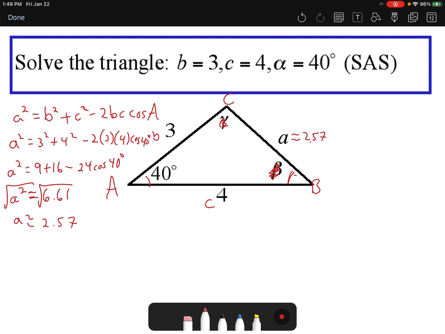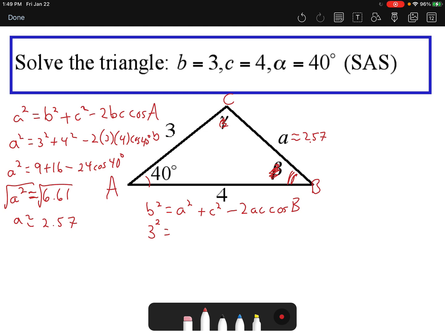So let's find B, for example. That is going to be B squared equals... Actually, probably most of you are going to put A squared because that comes first. A squared plus C squared minus 2AC cosine of angle B. And then you just plug in all the parts.